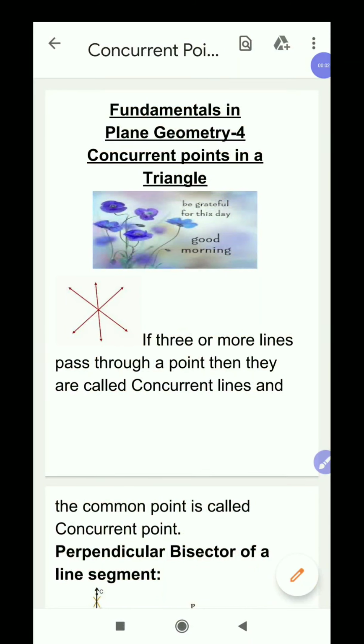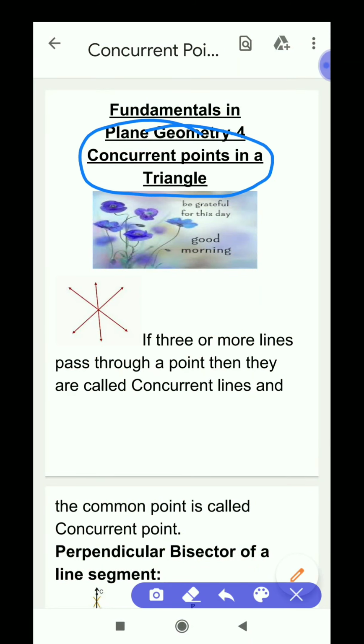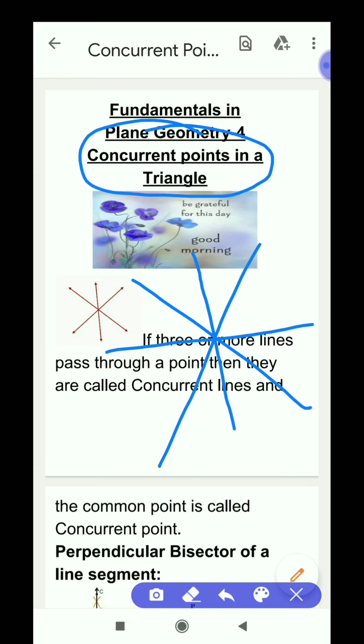Good morning, students. Today's topic is concurrent points in a triangle. What is a concurrent point? If three or more lines are passing through a common point, then they are called concurrent lines, and that common point is called the concurrent point.